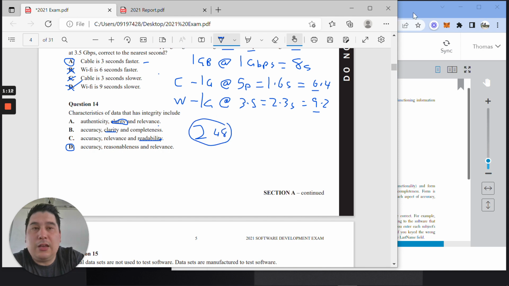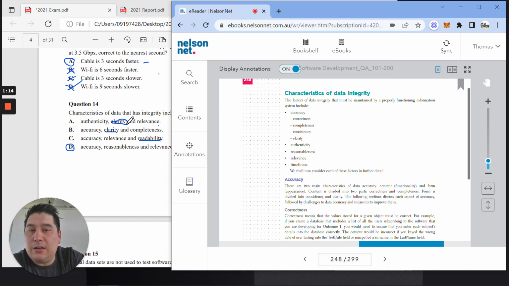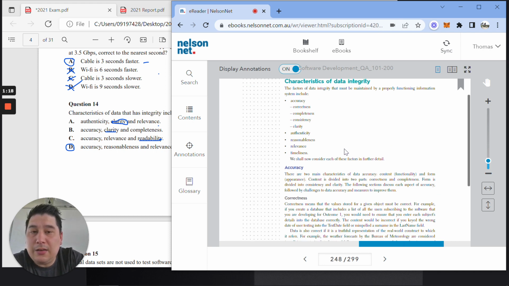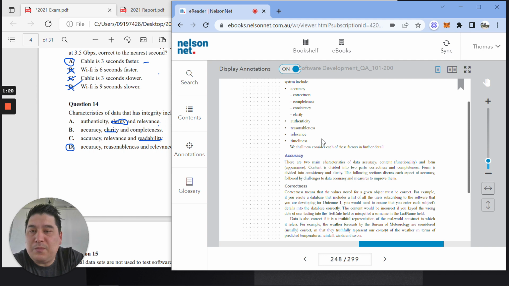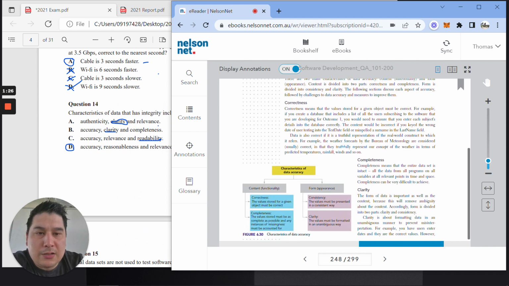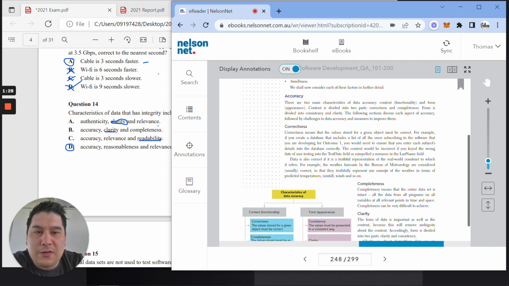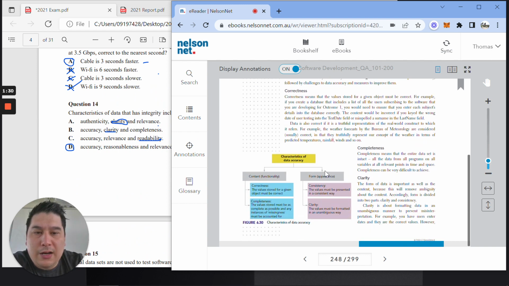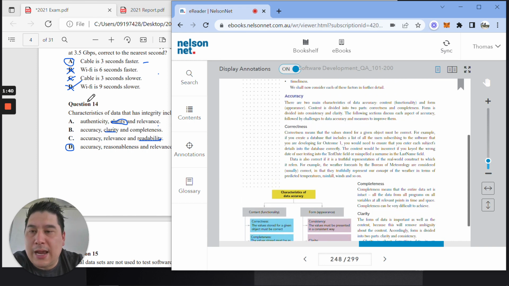I think that the clarity thing here does come in under data integrity. But it's more to do with appearance or, I think there's something down here actually. So it's under accuracy and clarity. So this table is a good way to think about it. The form or the appearance of the data. Anyway, have a read, 248.